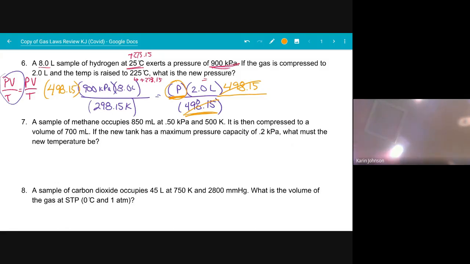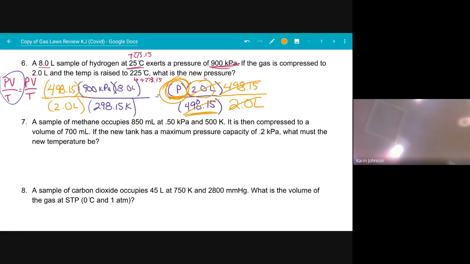I have 2 liters here, and I need to get rid of them. So I'm going to put them on the bottom. I'm going to divide by 2 liters. That makes the 2 liters go away. And what I do to the right side, I have to do to the left side. So 2.0 liters, and I did that to the other side. So now pressure is all by itself.